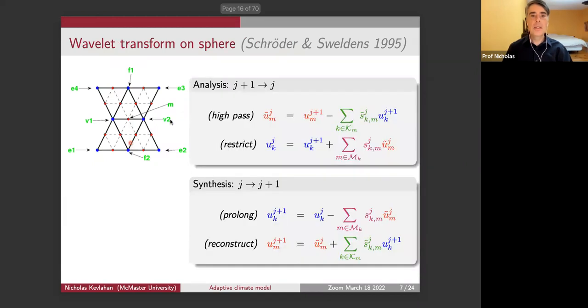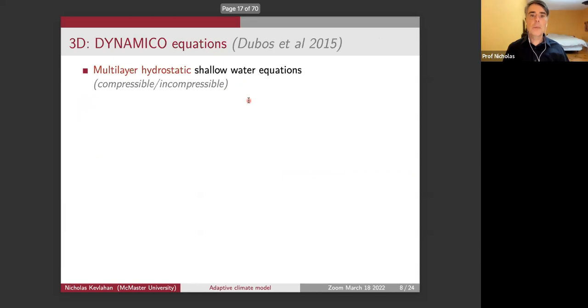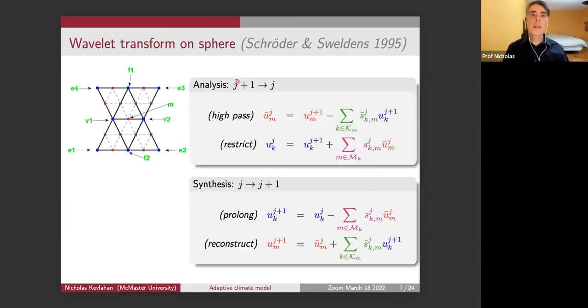This is just the algebra of how you do it on the sphere. Although there's one additional step I would like to mention. This is a restriction step, so you're going from the fine grid. J+1 is fine, J is coarse. Here's where you calculate your wavelets. You take the difference between the exact values on the fine grid and your interpolated value. So this is the interpolation error.